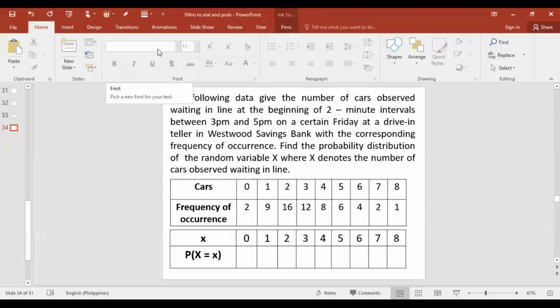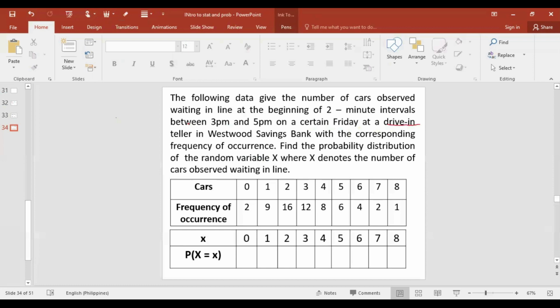Let's have another example. The following data give the number of cars observed waiting in line at the beginning of 2-minute intervals between 3 p.m. and 5 p.m. on a certain Friday at a drive-in teller in Westwood Savings Bank with the corresponding frequency of occurrence. Find the probability distribution of the random variable x, where x denotes the number of cars observed waiting in line. Let me just describe the situation to you.